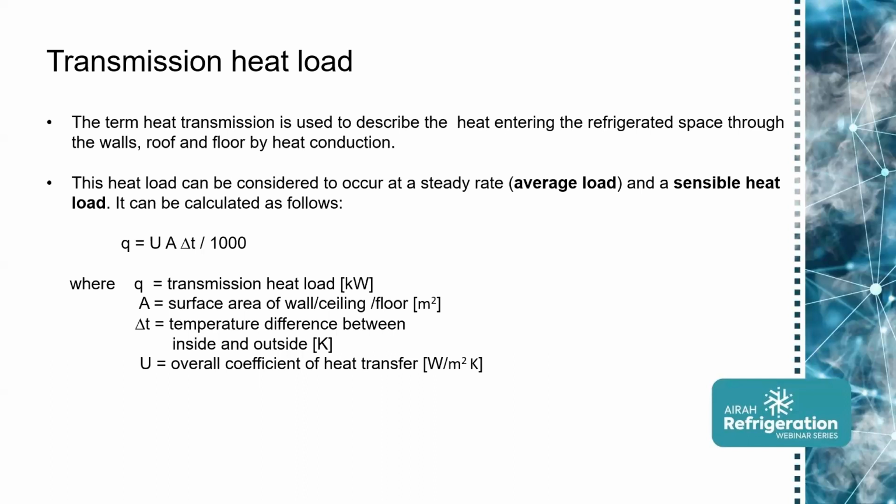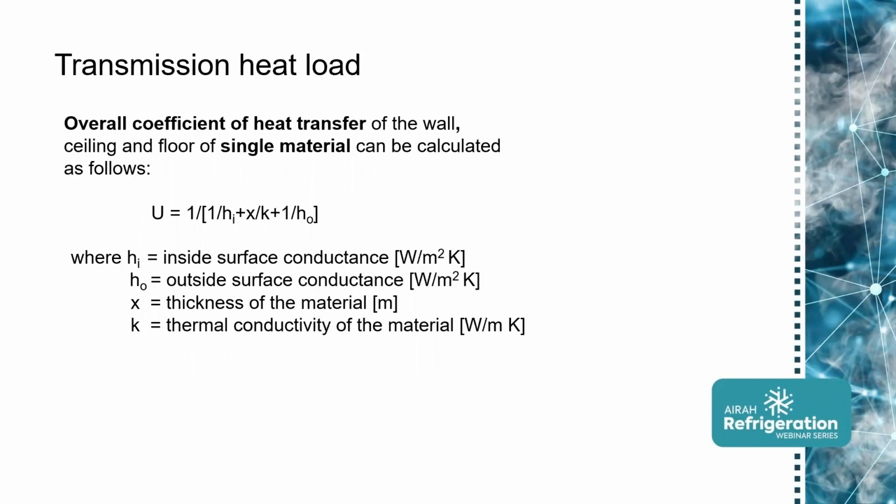A being the surface area of the room, totaling up the surface of wall, ceiling, and floors as well. And delta T is the temperature difference between the inside and outside temperature, measured in degrees C or K or Kelvin. And U is the overall heat transfer coefficient of that structure, the material construction.